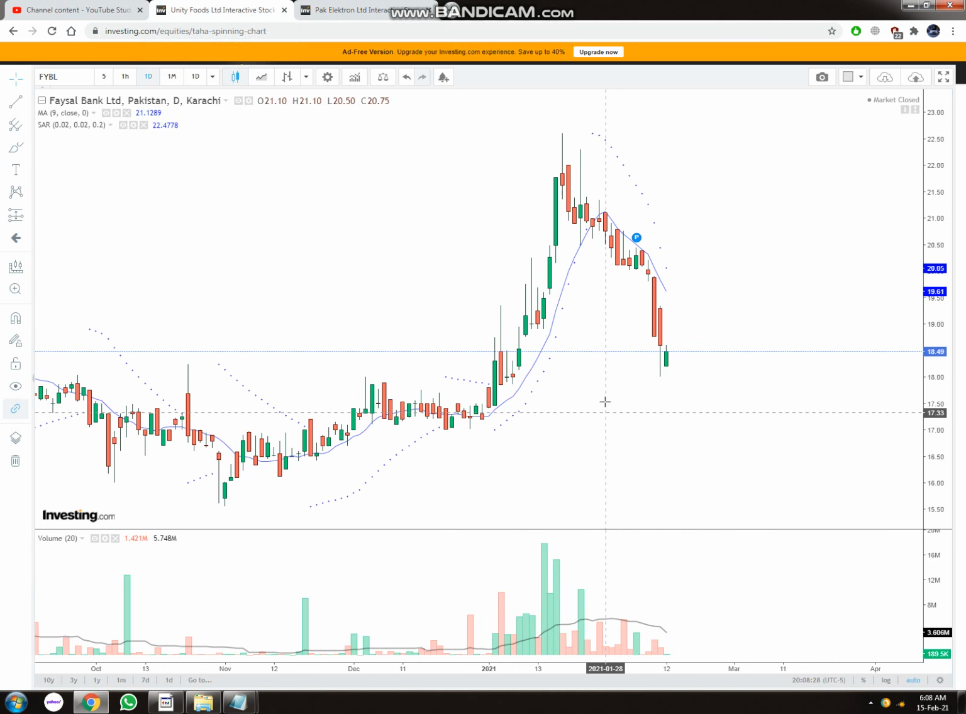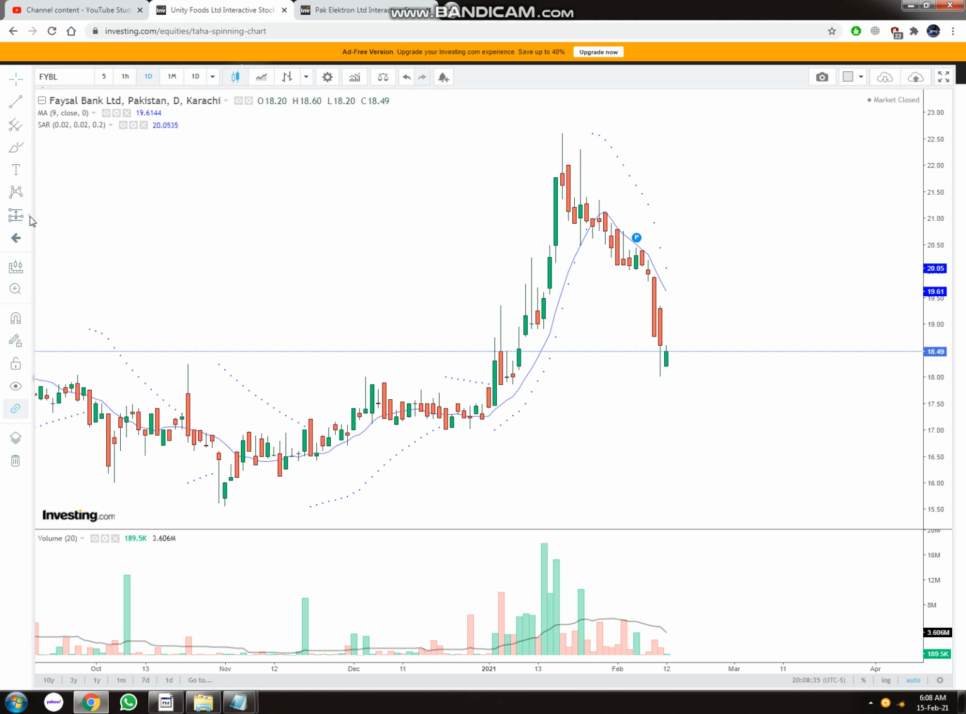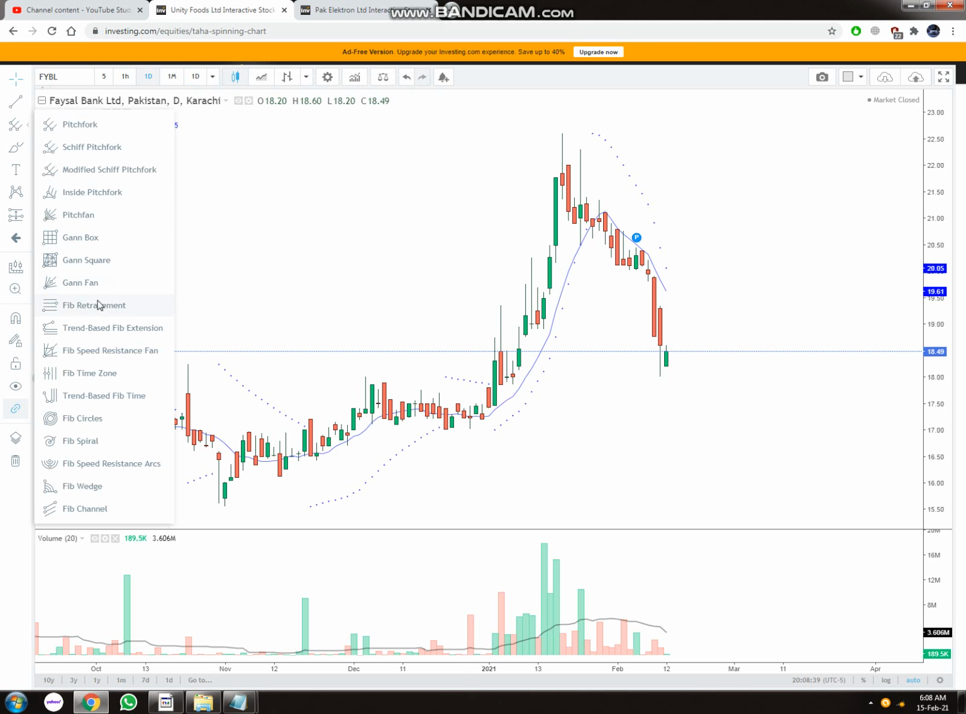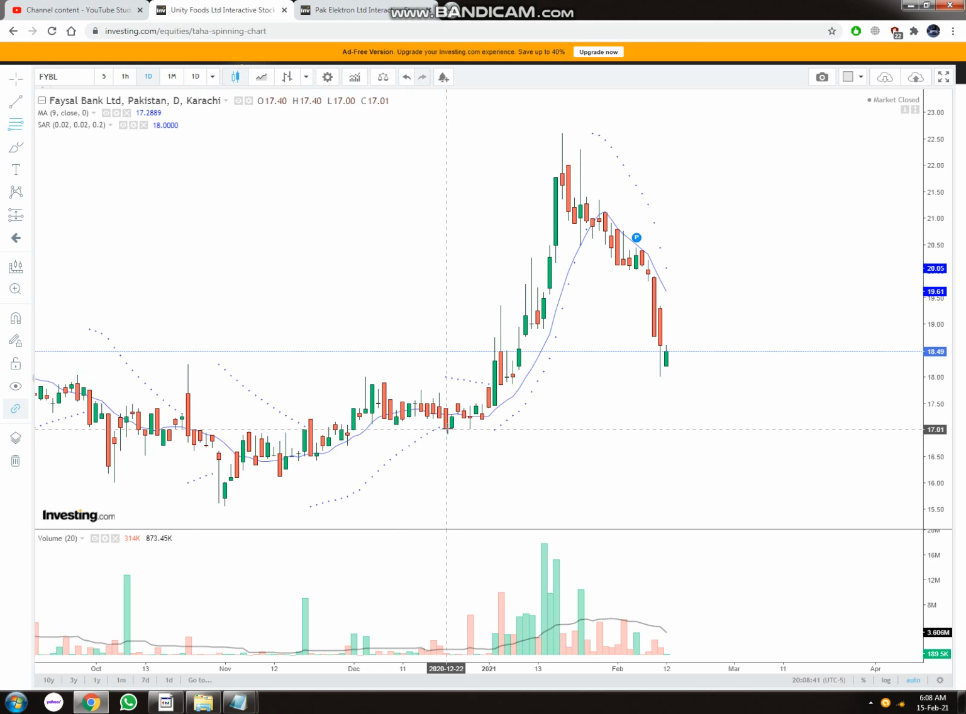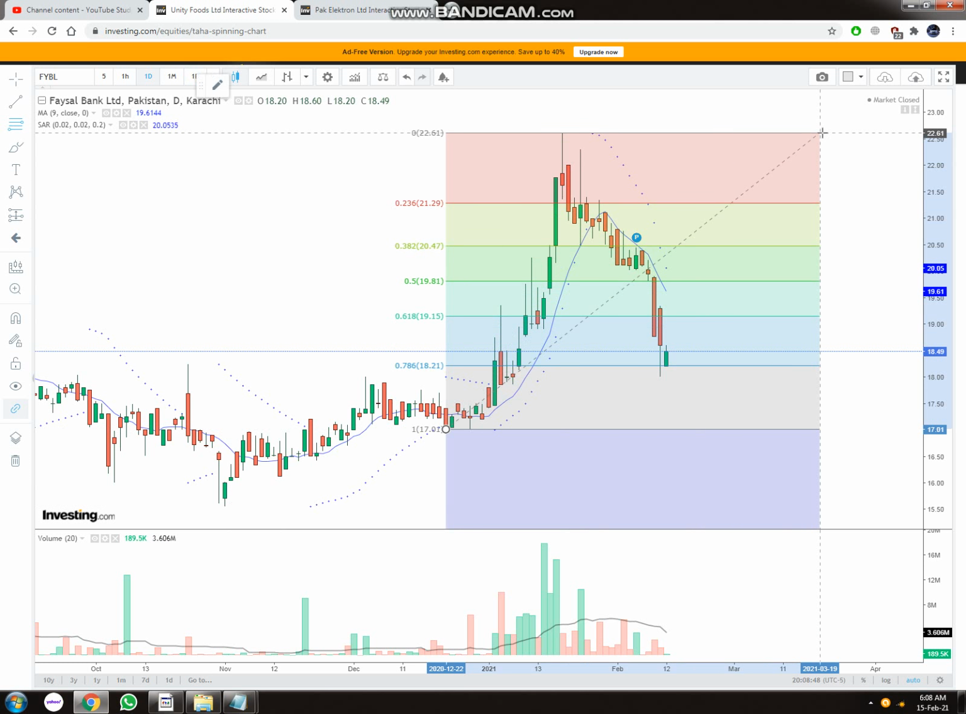You can see this one stock. Let me show you what happened in this one. No, not this one. Yeah. Where is it? Fibonacci retracement. From this point, yes. Now as you can see, again I invested in this stock at this area, because I thought that this stock would go up from this level, but it came down.